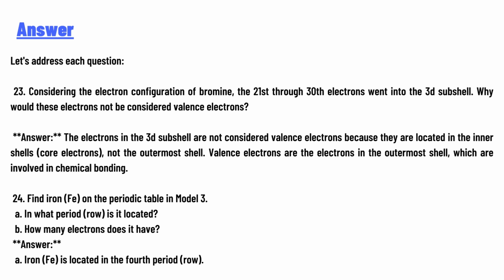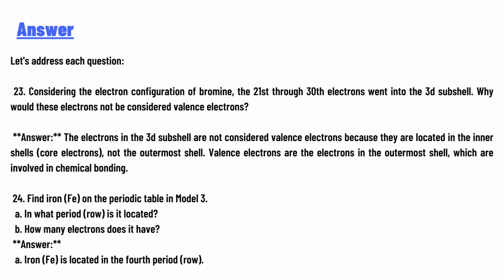And the answer to the question is, let's address each question. 23. Considering the electron configuration of bromine, the 21st through 30th electrons went into the 3d subshell. Why would these electrons not be considered valence electrons? Answer: the electrons in the 3d subshell are not considered valence electrons because they are located in the inner shell, not the outermost shell. Valence electrons are the electrons in the outermost shell which are involved in chemical bonding.